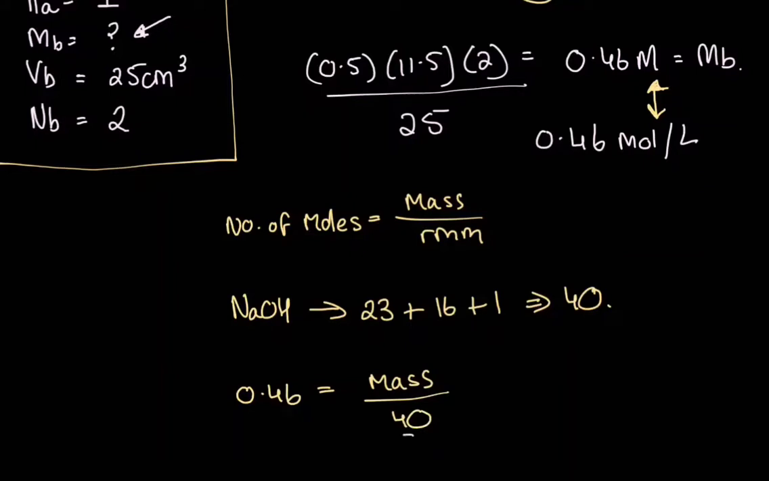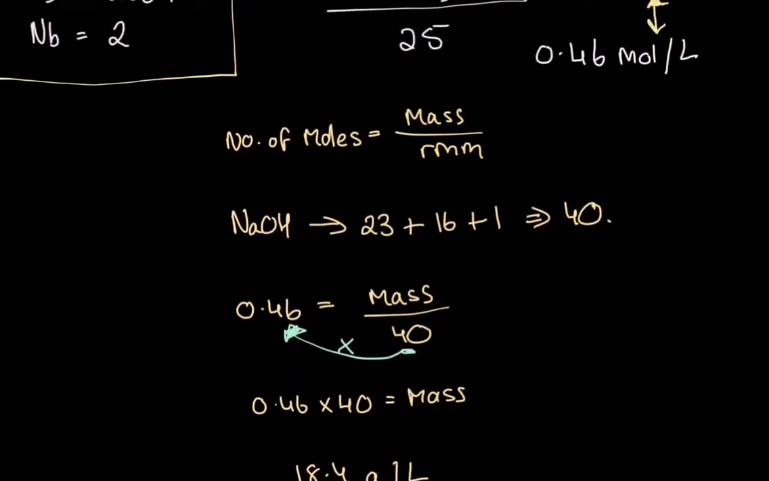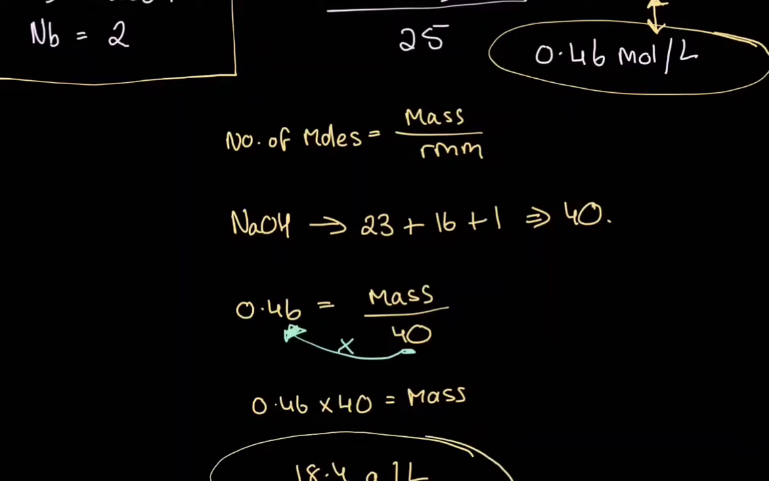Again, if we bring that 40 across, it's divided by, under the line right now. So if you bring it across, it turns into a multiply. So it's going to be 0.46 times 40, and that'll give you your mass, which will be 18.4 grams per litre. So you have the concentration of the sodium hydroxide in moles per litre and also in grams per litre from doing that titration.